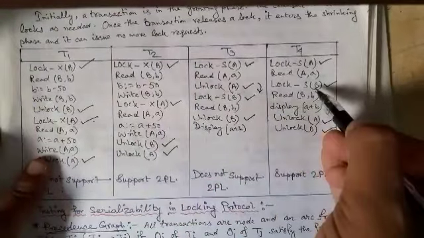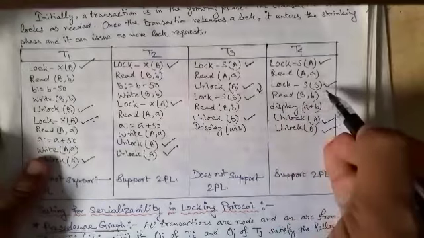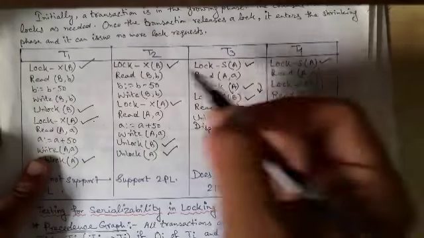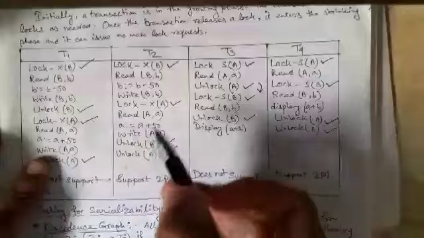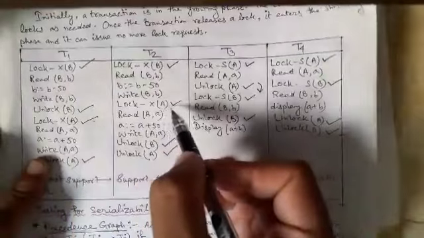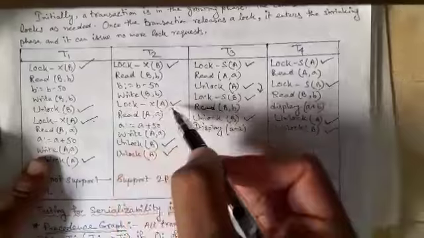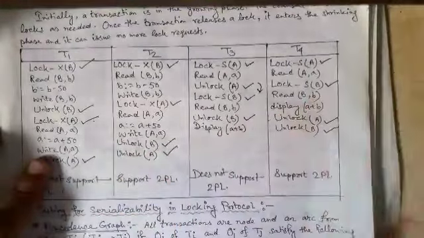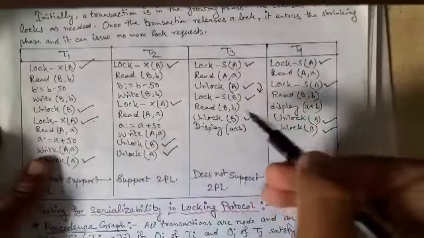Now here for T4, the shared lock for item B will be requested by T4, and that will wait since the exclusive lock is already held by T2. Similarly, when T2 wants to issue the exclusive lock for item A, it will wait as T4 already holds the shared lock for item A, so that becomes a deadlock.